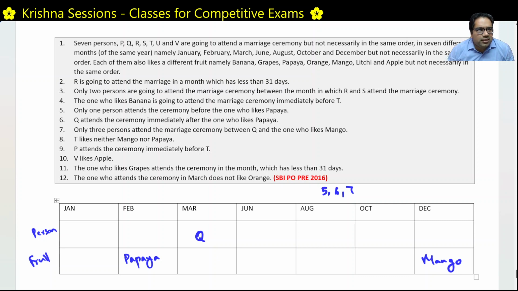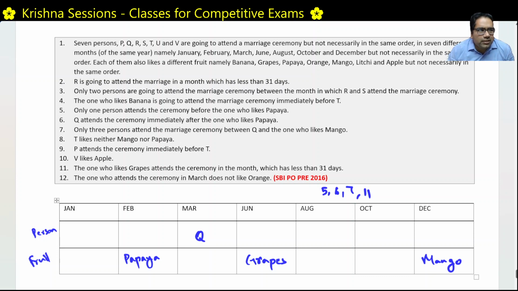The one who likes grapes attends the seminar in the month which has less than 31 days. Which all months have less than 31 days? Feb has less than 31 days, but this cannot be grapes because it's already taken by papaya. Then only June. Because August, October, December, March, Jan, all these months have 31 days. The only month that is left is June. As per condition number 11, June becomes grapes. So we have used condition number 11 also. Next.